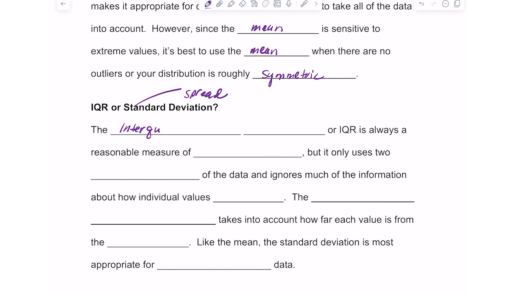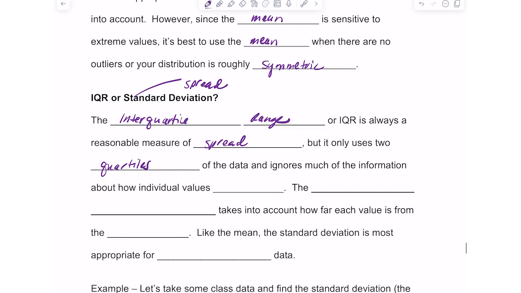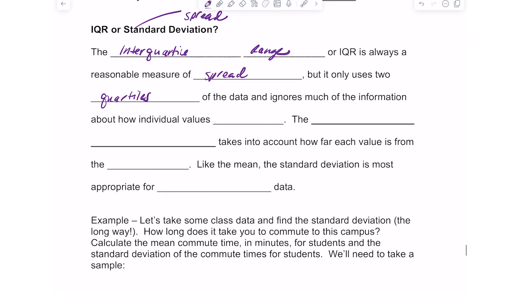So the interquartile range is a reasonable measure of spread, but it only uses two quartiles. And if you remember, it was quartile 1 and quartile 3, right? So it ignores much of the information about how individual values vary. Same thing with the range. It uses your extreme values like the max and the min. So you also don't see how the values vary in relation to the mean.